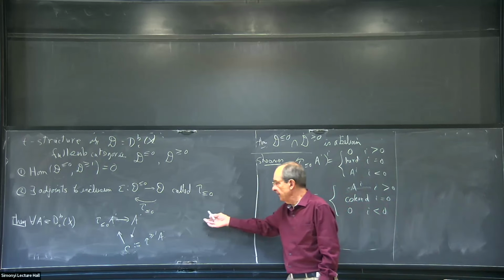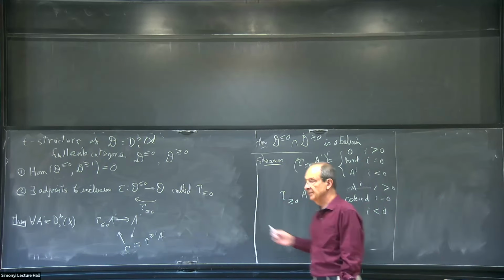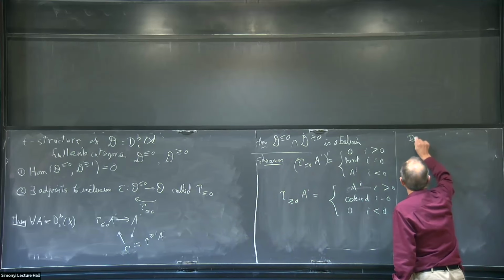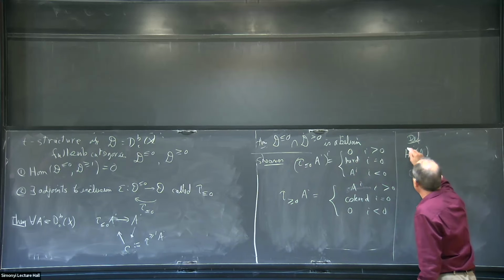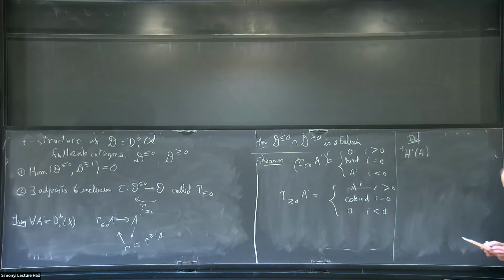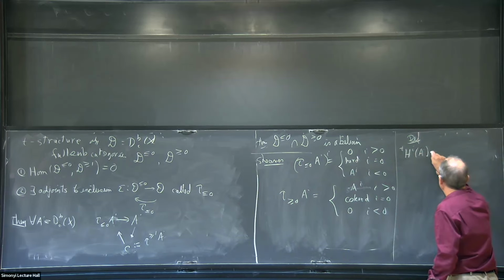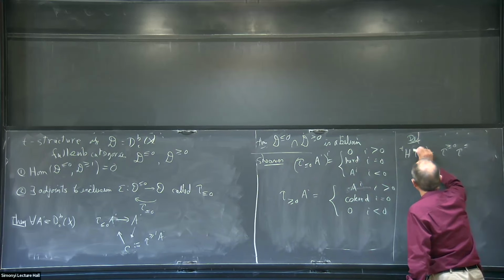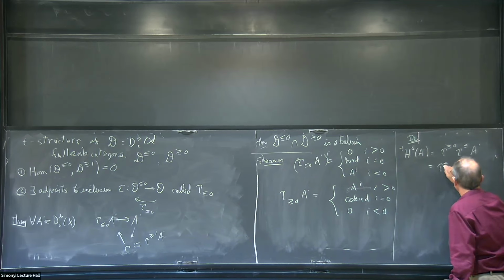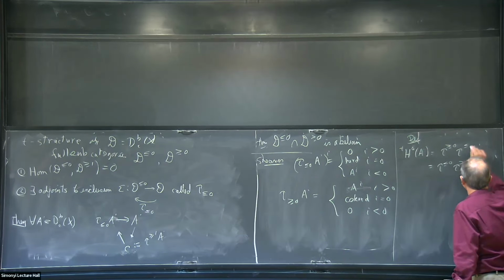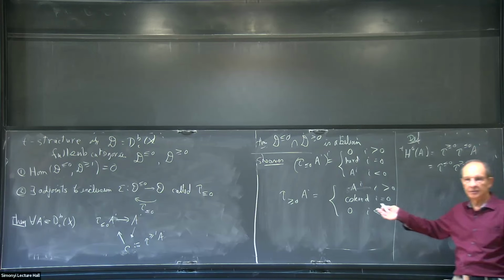And with this structure, there's a notion of cohomology. The definition is that the cohomology of A dot with respect to this t-structure, maybe I'll put a little t there, is defined to be tau less than or equal to zero, tau greater than or equal to zero of A dot. So that's equal to tau less than or equal to zero, tau greater than zero of A dot. So for sheaves, what does that do?